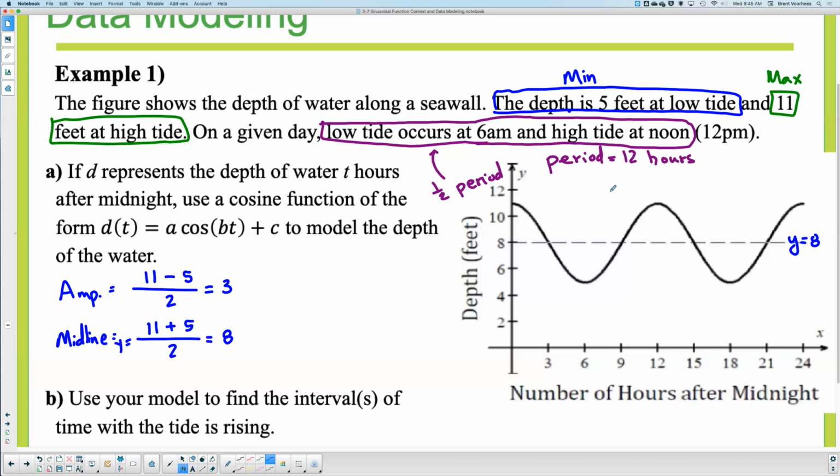The only thing left is the period. What's the formula for period? 2 pi divided by B. So I'm going to substitute the word period with 2 pi divided by B. That's going to equal 12 hours. Mathematically, 12. To solve this, I'm going to cross multiply and divide. Make that a fraction here. B times 12. 12B equals 2 pi times 1.